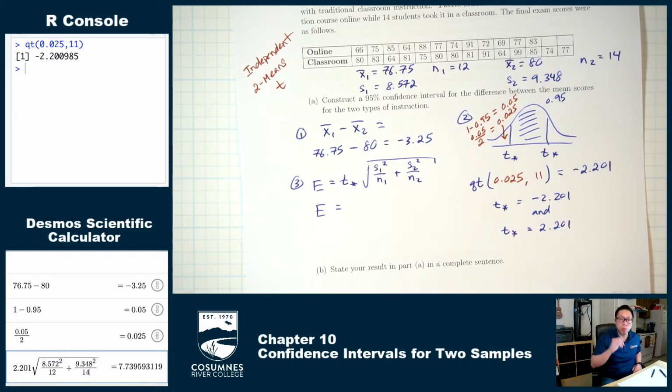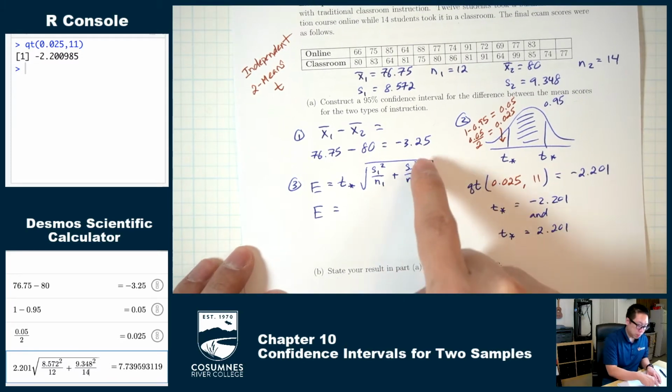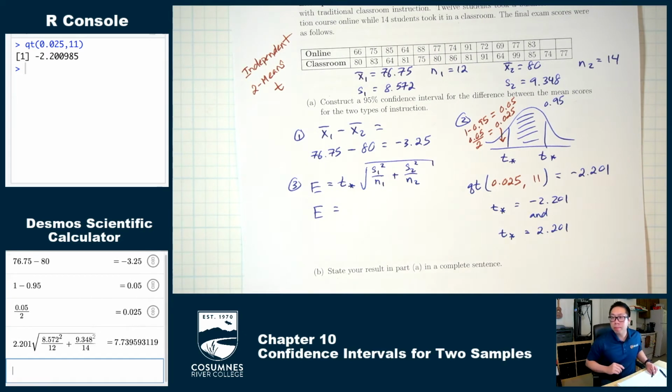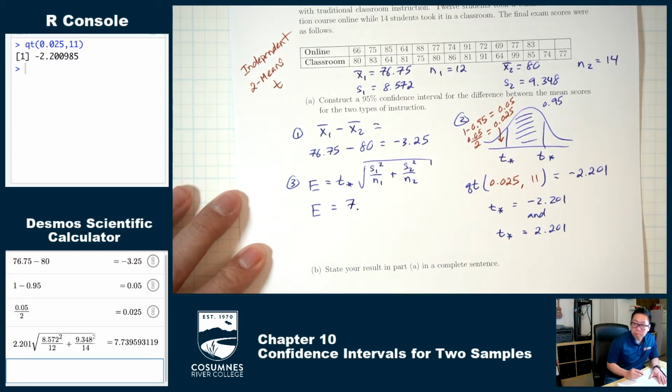Okay, make sure what you see on Desmos looks exactly like this formula. In other words, everything should be inside of that square root. And then we'll hit enter. Our margin of error is 7.740.